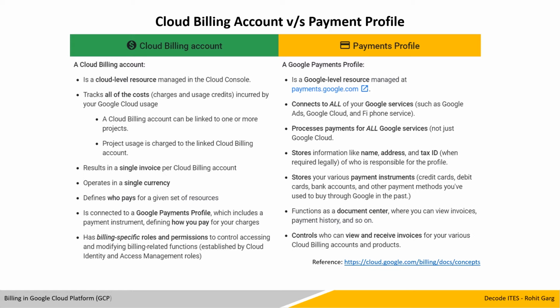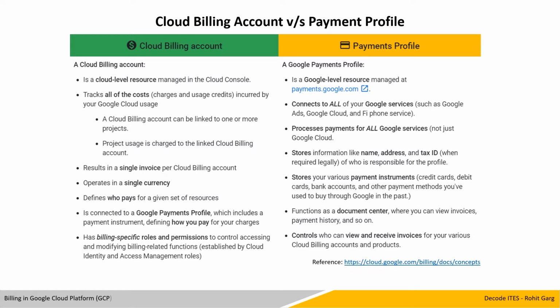Whereas payment profile ensures all payment is successfully credited to Google account on the basis of cost generated by cloud billing account. Cloud billing account results in a single invoice per billing account, whereas payment profile can have multiple bills and invoices for your Google Cloud environment or for different customers. Cloud billing account operates in a single currency, whereas payment profiles can work in multiple currencies and are applicable for payment options across the globe.